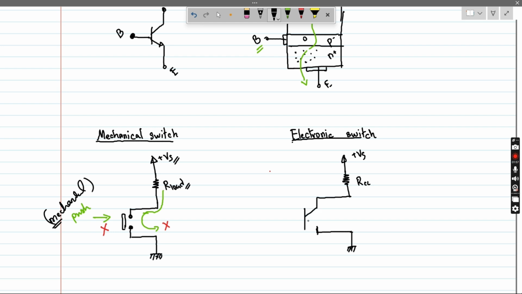The BJT can be put instead of the mechanical switch, where the current is expected to go from the collector to the emitter. We'll control this switch by means of the base current. If there is no base current, then no current will flow. But if there is an adequate amount of base current, then you will get current flowing from the collector to the emitter.